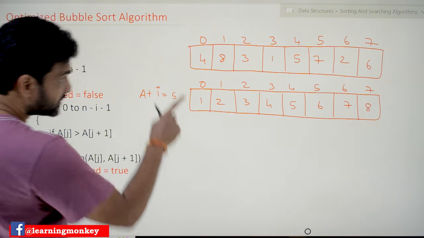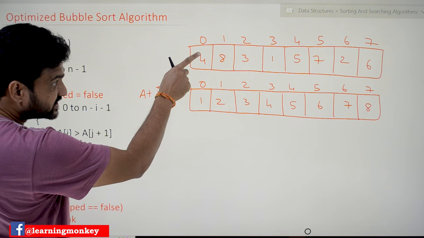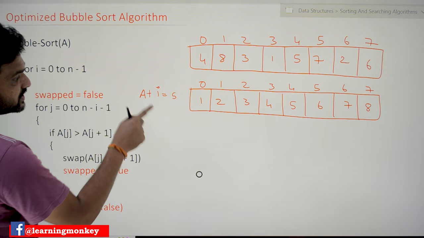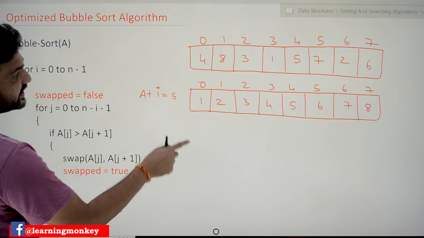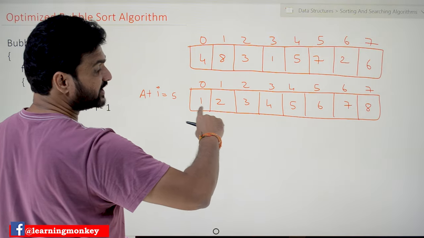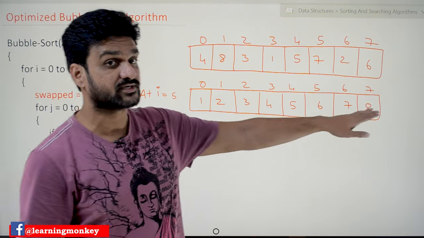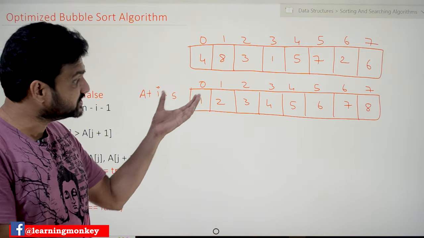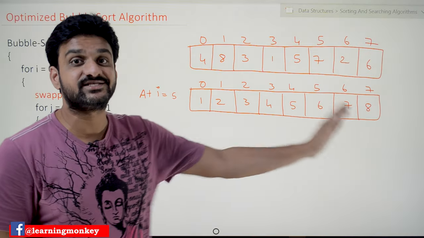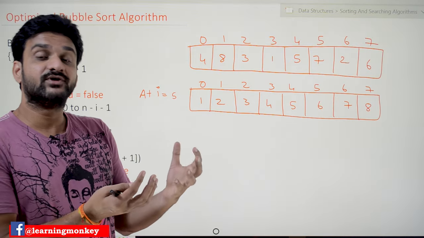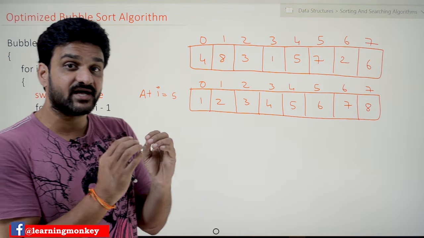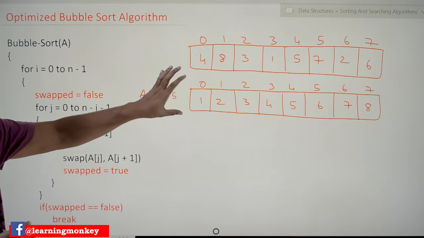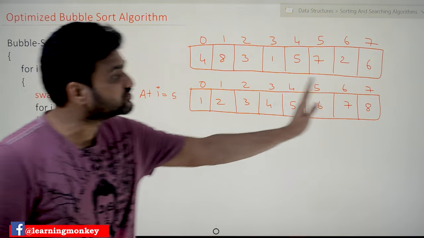In our previous video, we took the same example, and there we said that at the iteration i is equal to 5, this entire array is arranged in the sorted order. After that also, the standard bubble sort algorithm keeps doing the next iterations, which is of no use. Now, in order to overcome that disadvantage, little changes were made in the algorithm, so that the algorithm is going to stop as and when the elements are in the sorted order.